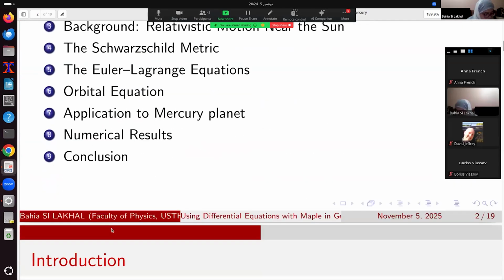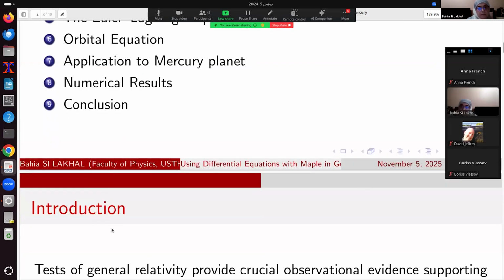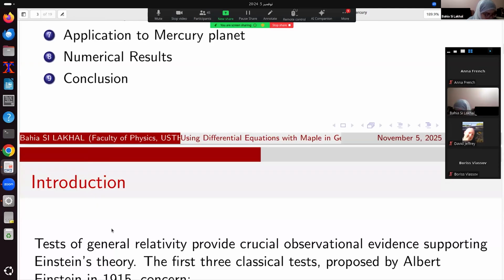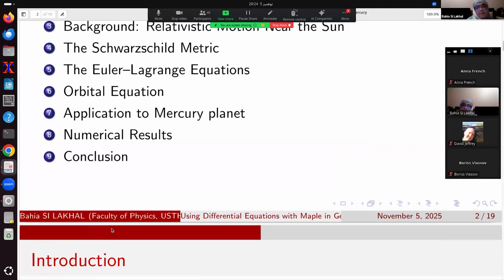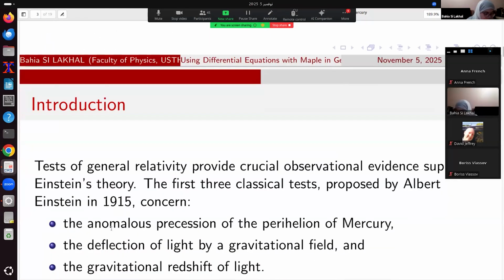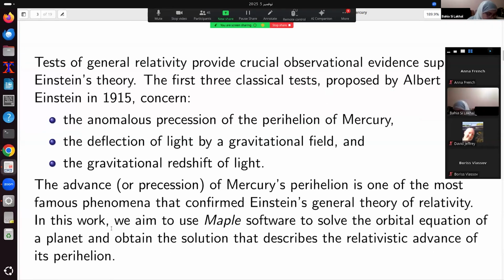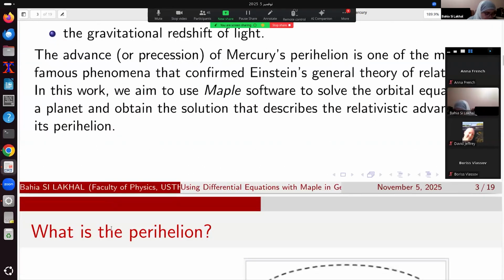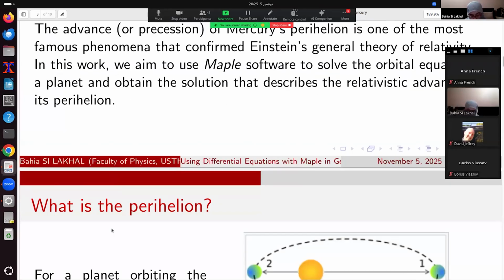In this presentation, I will derive the orbital equation using the Euler-Lagrange equation formulas, and I will show how to solve the corresponding differential equation using Maple software. Then I will show how to find numerically the value of the advance of Mercury's perihelion and visualize the orbit numerically. Before starting the topic, it is useful to explain what the perihelion is.